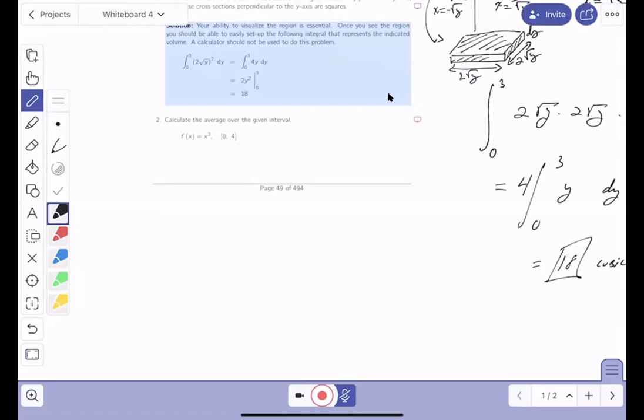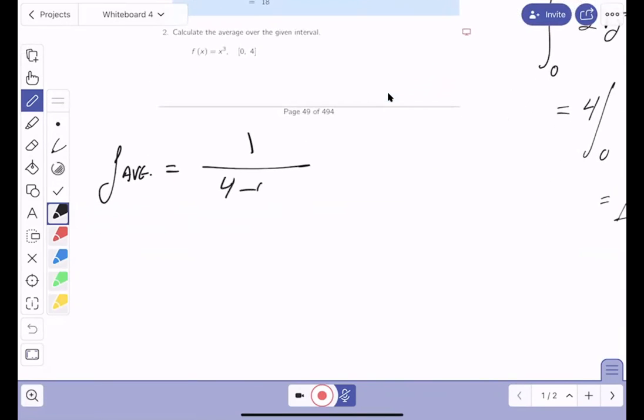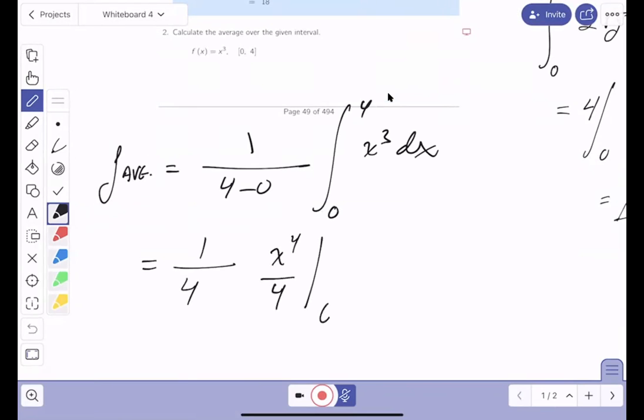Average value of the function. Couldn't be easier. I'll write this down for you. Again, you would need to know that. I'll write this over your F average. It's going to equal 1 over 4 minus 0, the integral from 0 to 4 of x cubed dx. Gee, that's a gift problem. So 1/4 times x to the 4th over 4, from 0 to 4.